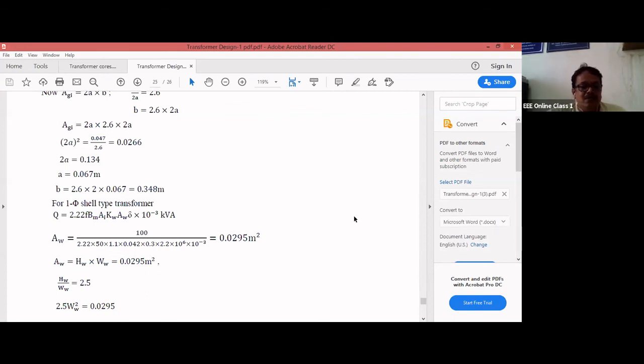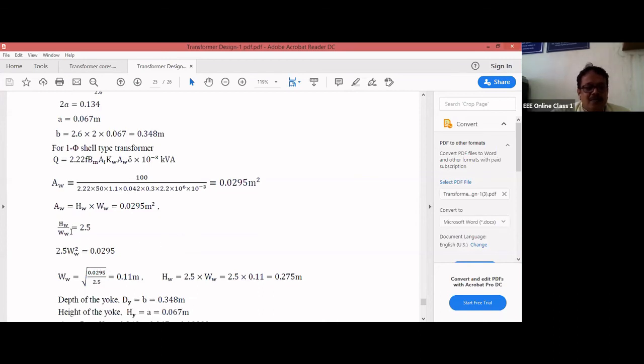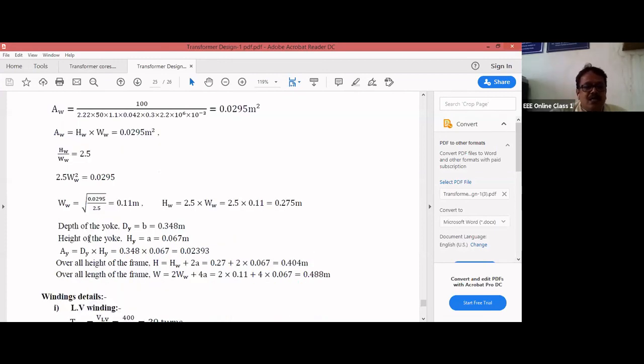and overall W. For a shell type transformer, the same formula you can use here. Substitute for AI and calculate the area of the window. Area of the window is HW and WW, and they gave the condition HW by WW is equal to 2.5. So use these two equations and find the width and the height of the window. Once you find them, you can calculate the depth of the yoke, dy is equal to B, height of the yoke, hy is equal to A, and the area of the yoke, dy into hy.